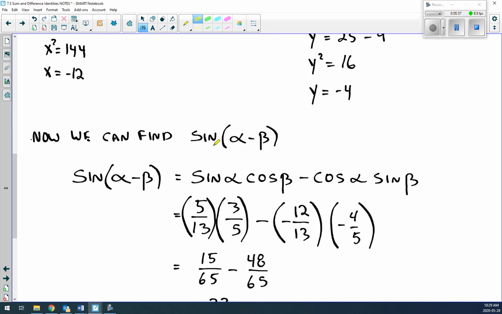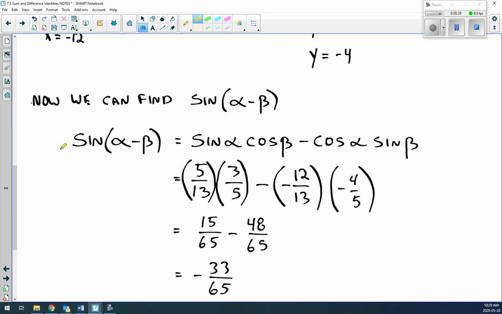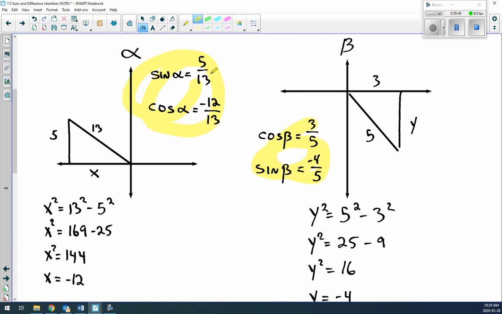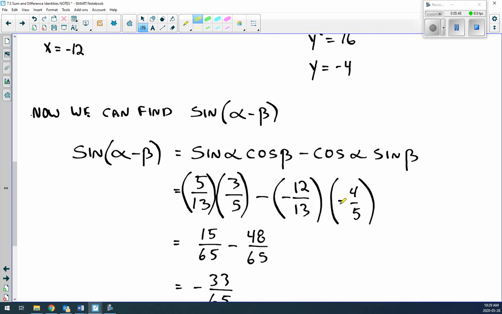So now we can find sine of alpha minus beta. So there it is. Grab the formula off the formula sheet. Plug in the numbers. Where do we get sine alpha from? Well, just look back here. You got it right there. 5 over 13. Right, just fill in all the numbers. So 5 over 13, 3 over 5 minus negative 12 over 13, negative 4 over 5.